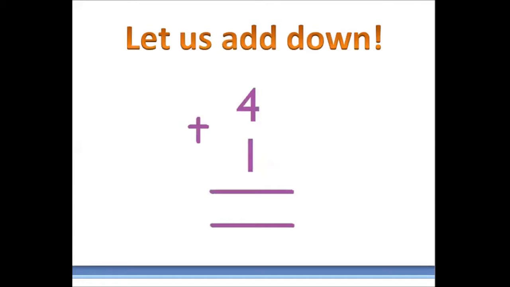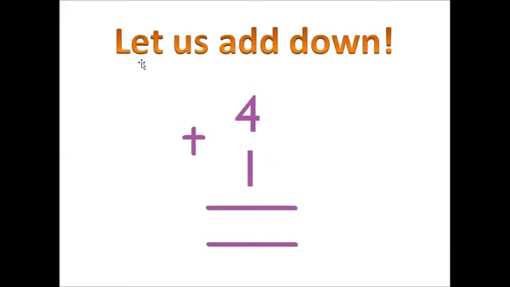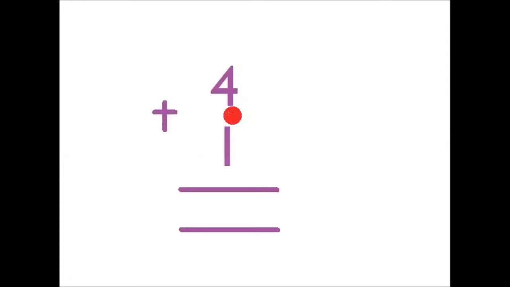All right. And this one is also an easy one. Again, let us add down. So again, we are adding down. So let's read our number sentence, boys and girls. 4 add 1 equals something. All right. 4 add 1 is equal to something. Let's go and solve it now.